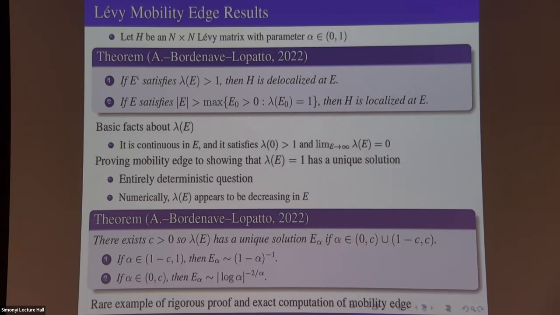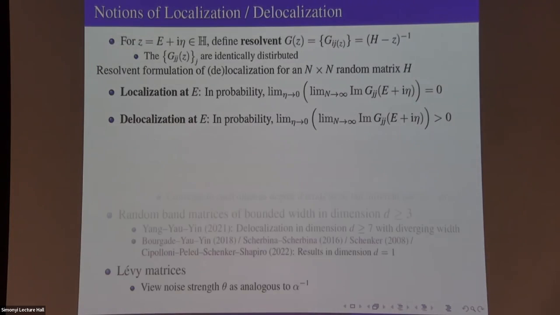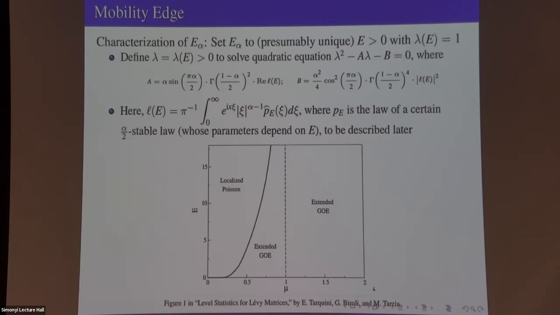And maybe more interestingly to me is that you can actually see how this mobility edge scales as you approach alpha's 0 and 1. So if alpha is approaching 1, then you can show that E alpha is growing like 1 over 1 minus alpha, so it's going to infinity. And if alpha is going to 0, so if it's very small, then it's behaving like this fairly peculiar function, like log of alpha to the minus 2 over alpha. Okay, so let me actually go back, because as I mentioned before, as you can see, this is growing, and the asymptotic is 1 over 1 minus alpha. Now here you see it's very close to 0, and what the theorem says is that it's actually behaving like log of alpha to the minus 2 over alpha.